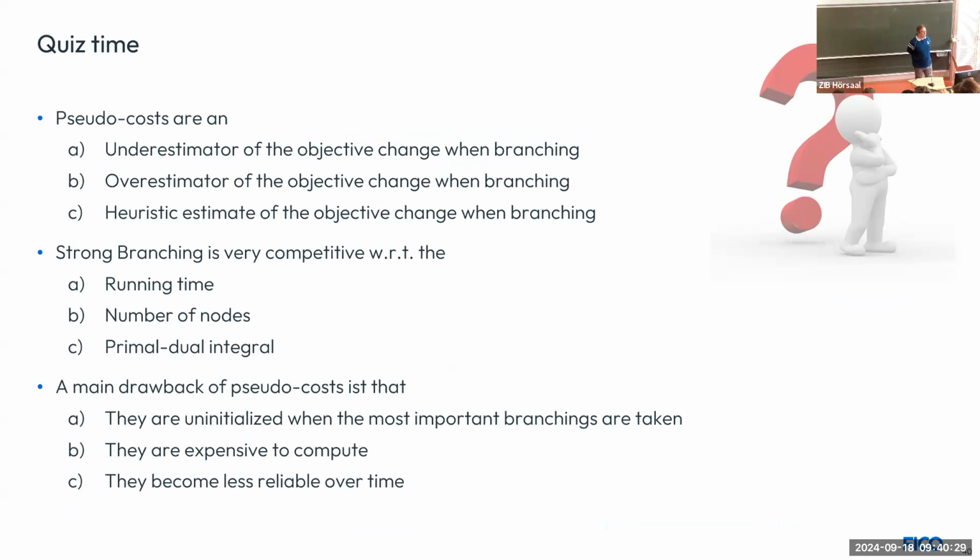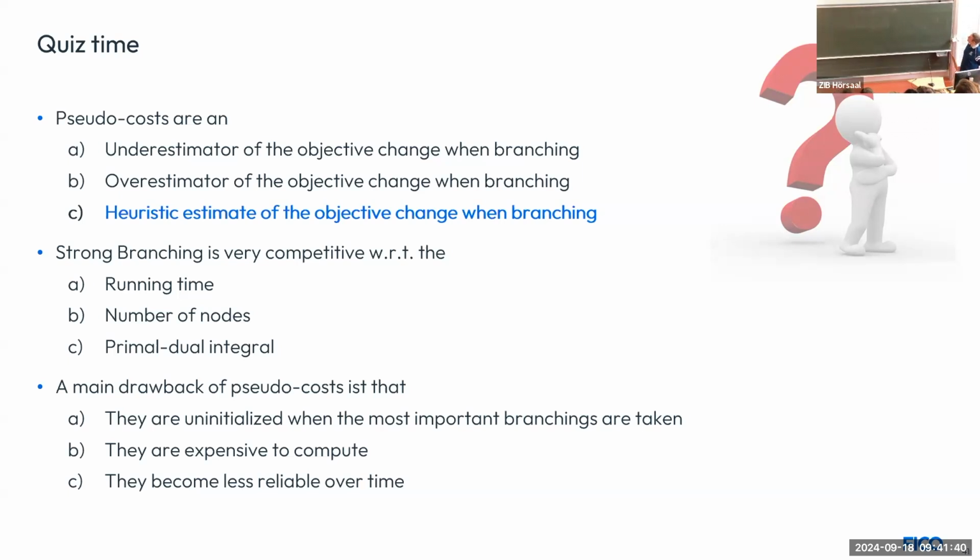Okay, so let's quickly double check what we learned so far. A short quiz. I would kindly ask you to just read through this for yourself. Try to take a note of the answers that you think, or take a mental note, and I'll be quiet for 30 seconds or so. Okay, let's check. Question number 1, pseudo-costs are, and what's the answer that you have, A, B, or C? Exactly. So they are a heuristic estimate of the objective change when branching, neither an under nor an over estimator. They are heuristic.